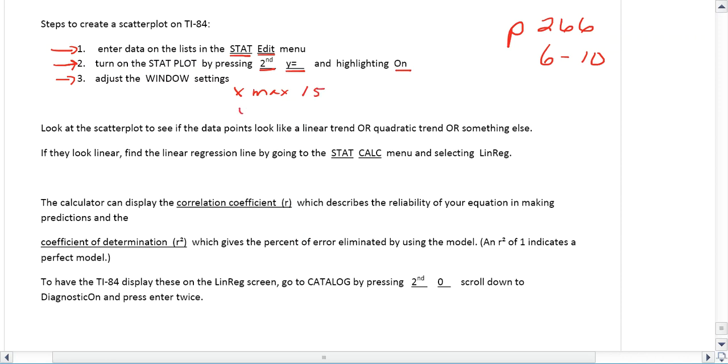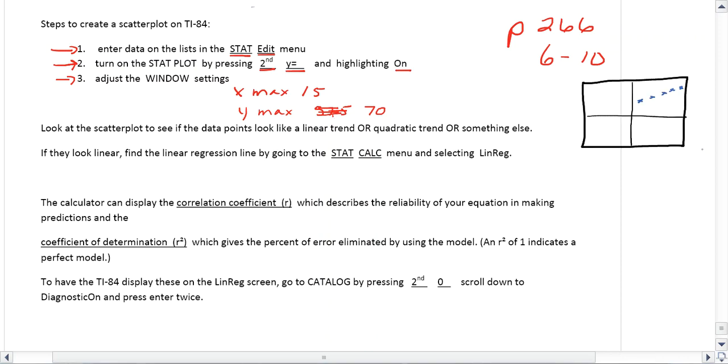And our y max needs to be bigger because the highest y value that I see on our table is 57.5. So don't use that as your y max. I really shouldn't have written that there. Let's just go up to, let's just say 70 for the y max. And now hit graph and let's take a look at it.